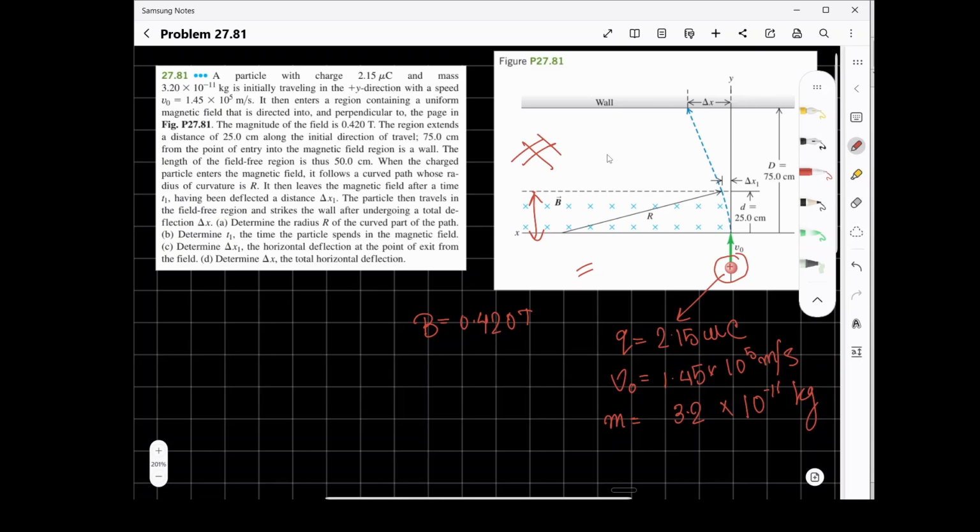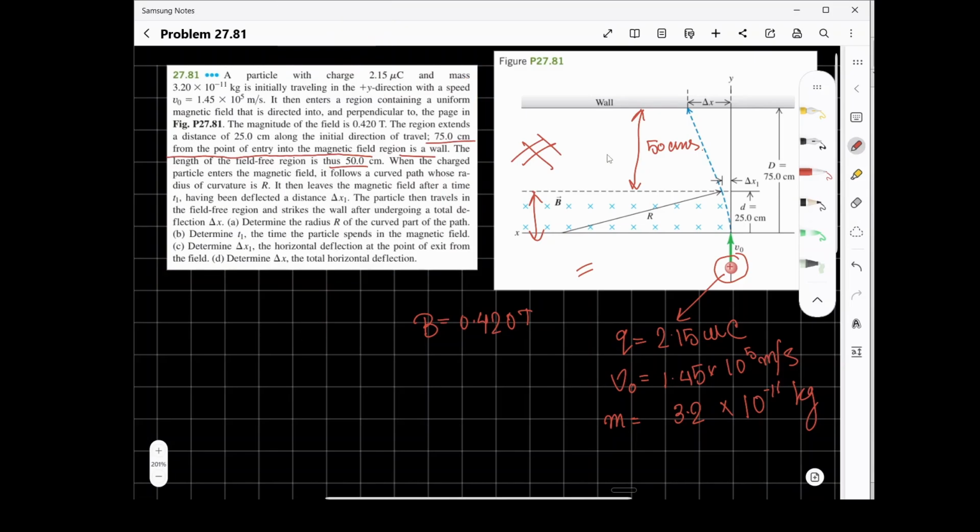This field region, and 75 centimeters from the point of entry into the magnetic field region is a wall. This is the wall which is 75 centimeters from the initial point where the charge enters the magnetic field. So this distance remains 50 centimeters only. 50 centimeters only. It's also written.